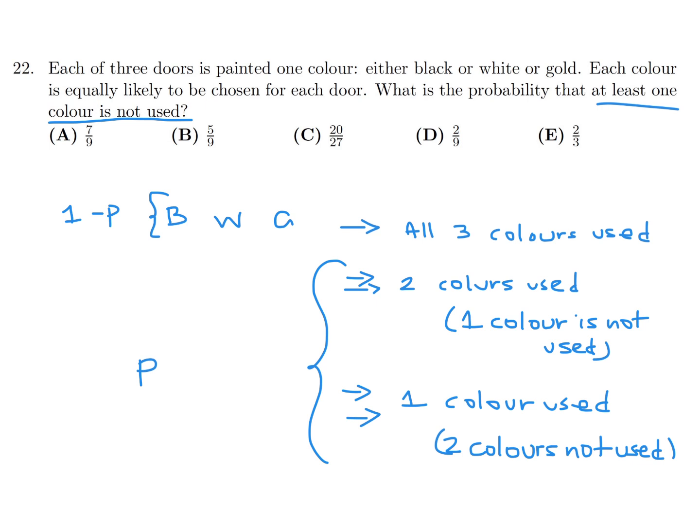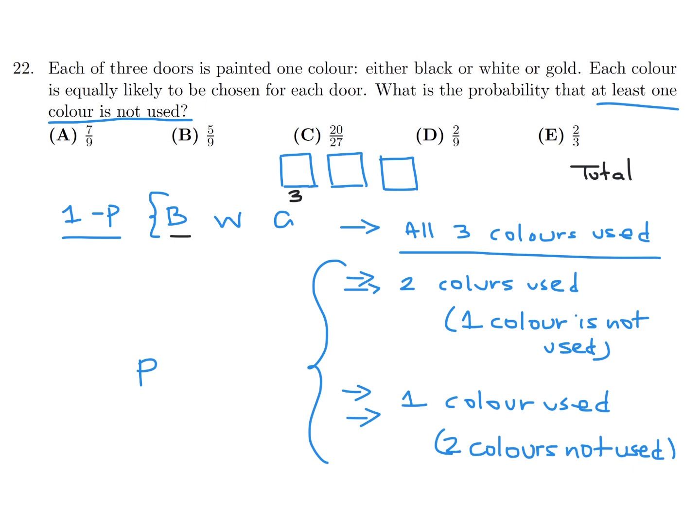Yeah. And then I think I'm going to figure out this one first, because I think it'll be a little easier. So for example, if we have three doors, right? We have door number 1, door number 2, and door number 3. And we want this scenario, all three colors used. Okay, well, there's a few ways of doing that. Well, first of all, what is the absolute total number of combinations? For the first door, you have three possibilities, either black, white, or gold. Three possibilities for the second door, and three possibilities for the third door. So we have 3 times 3 times 3, which is 27. So 27 is the total number of possible ways of coloring these doors.